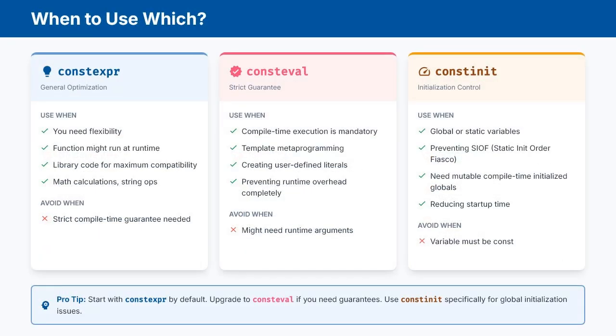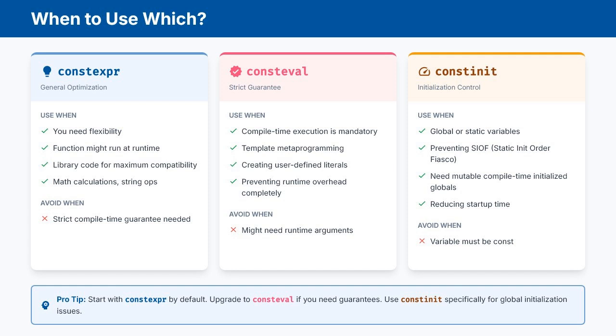When deciding which feature to use, consider your specific needs. Use constexpr as your default choice for general compile time optimizations. It's ideal when you need flexibility or when code might be used in both compile time and runtime contexts. Think mathematical functions, string operations, and other computations that could benefit from compile time evaluation but might also need runtime values.